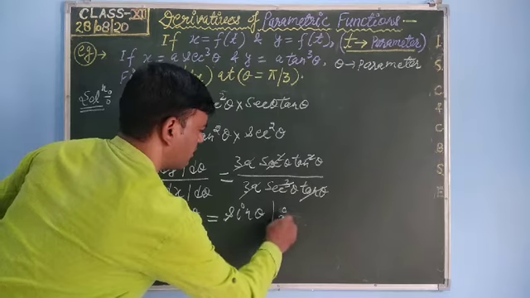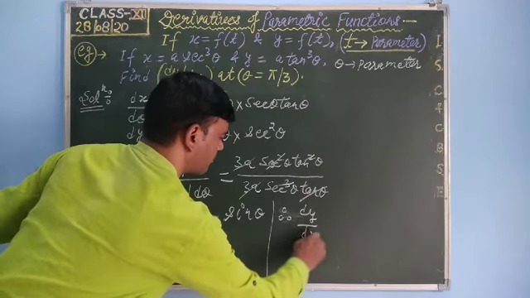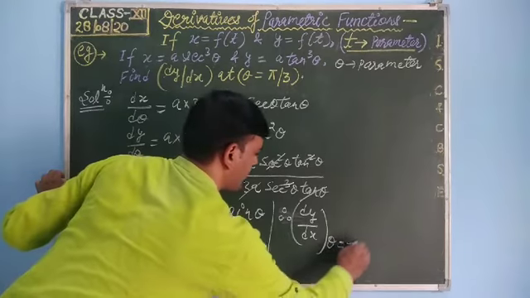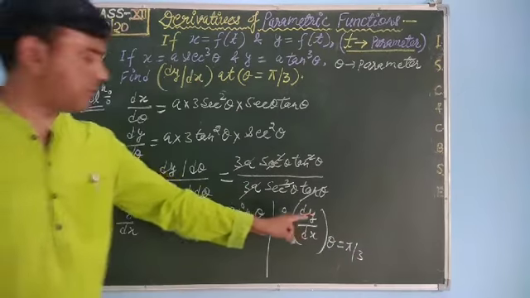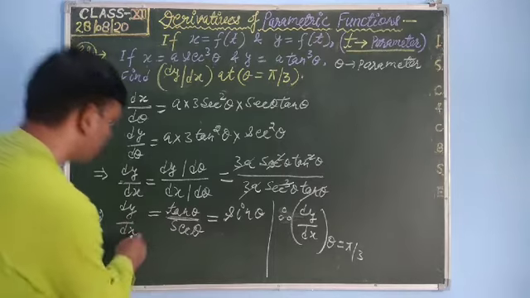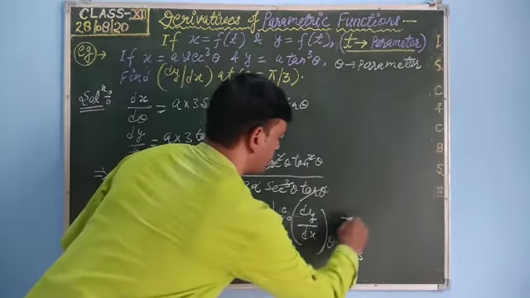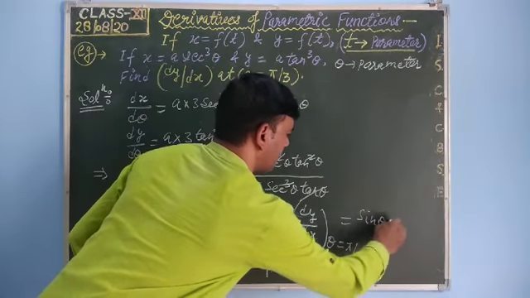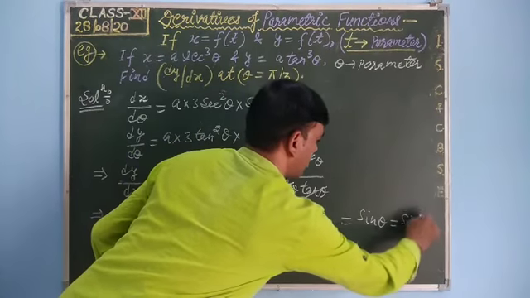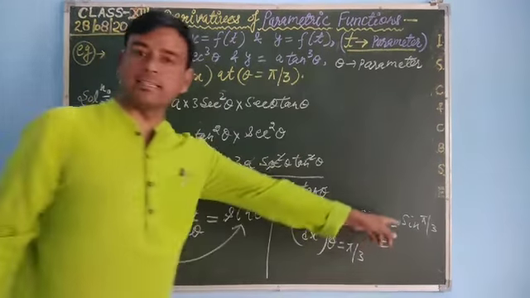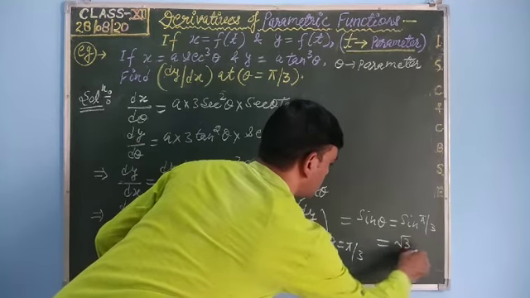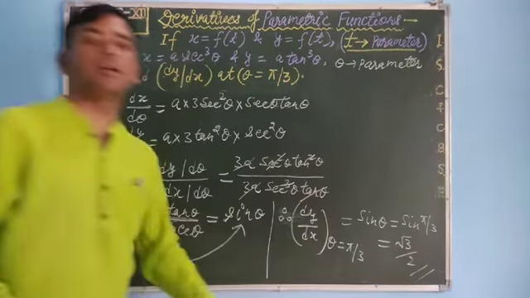Therefore dy by dx at theta equal to pi by 3. It means you have to find the value of the derivative of y with respect to x at theta equal to pi by 3, and we already have dy by dx equal to sin theta. So putting pi by 3 in place of theta, you will get sin pi by 3, which is equal to sin 60 degrees, and that is root 3 by 2. That is the answer.